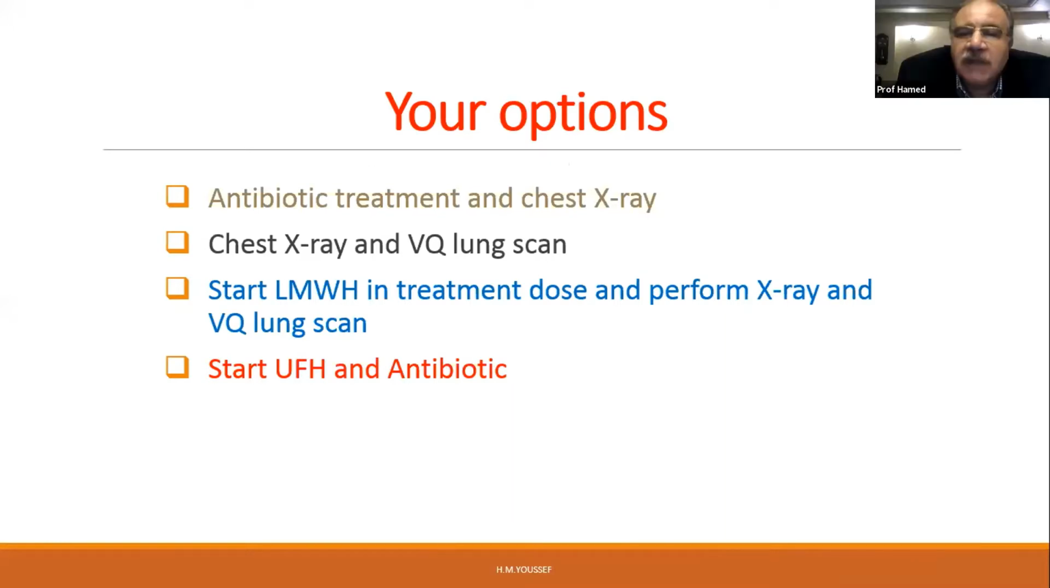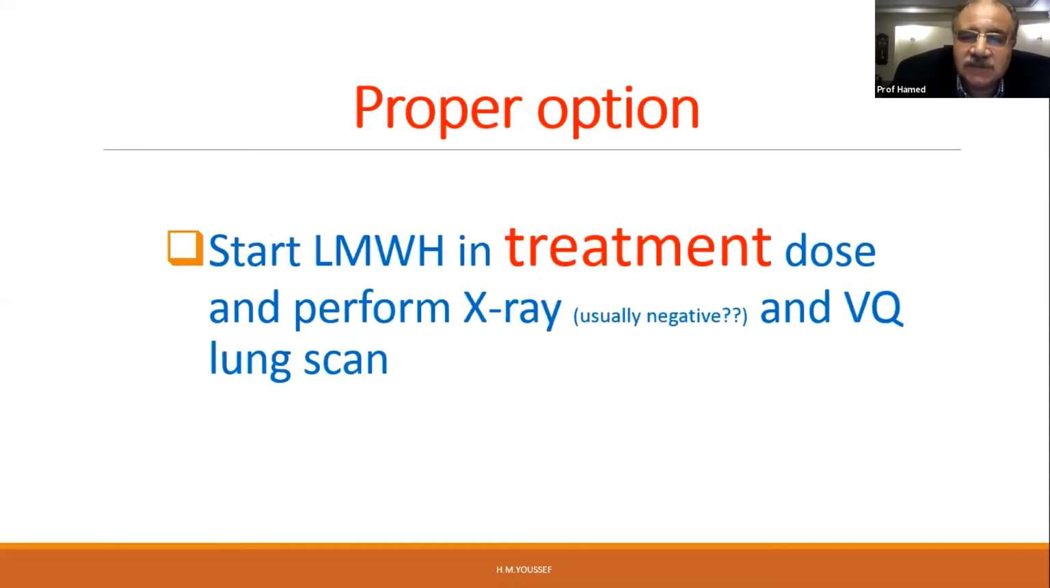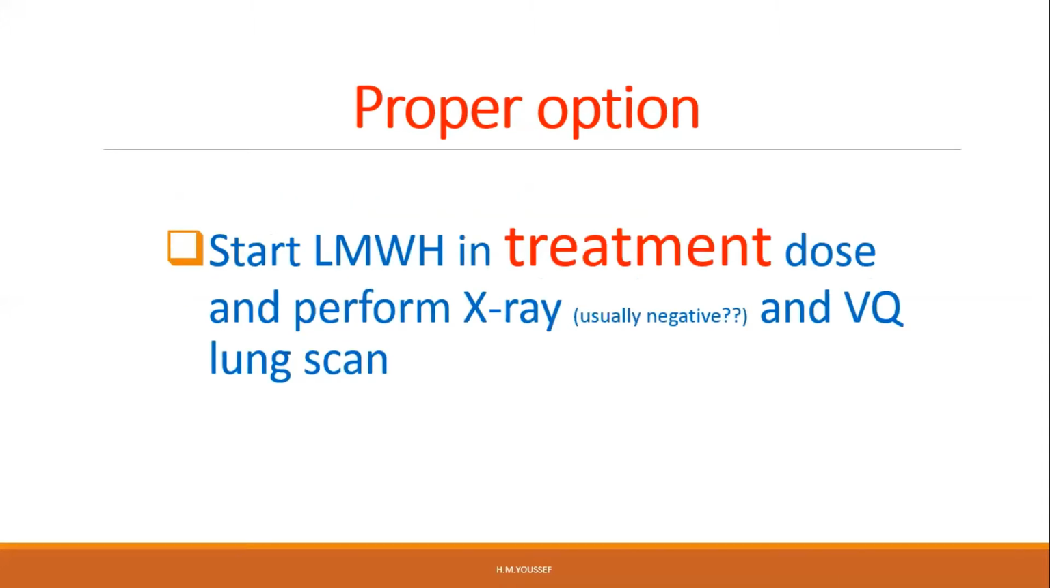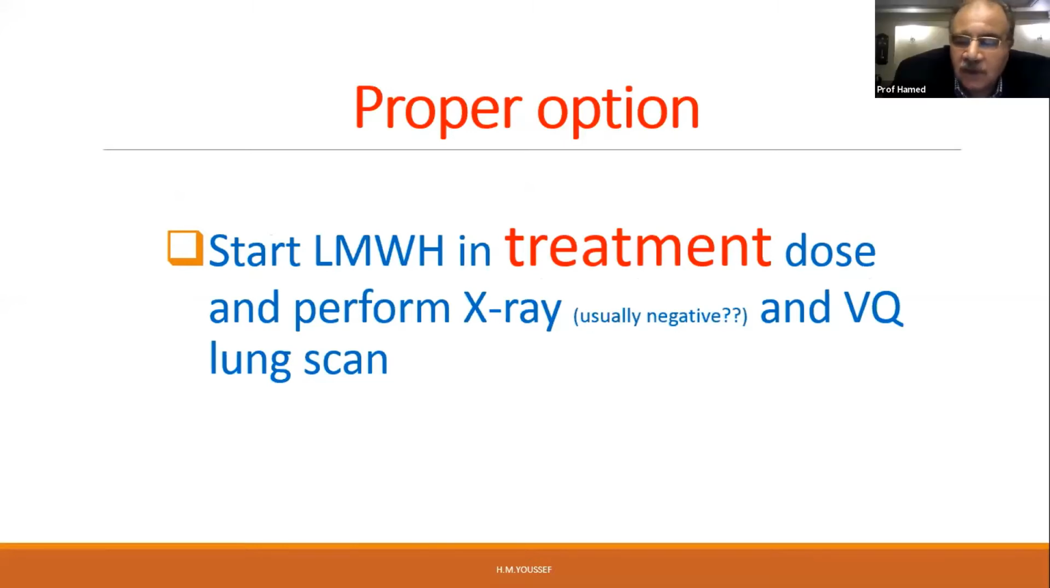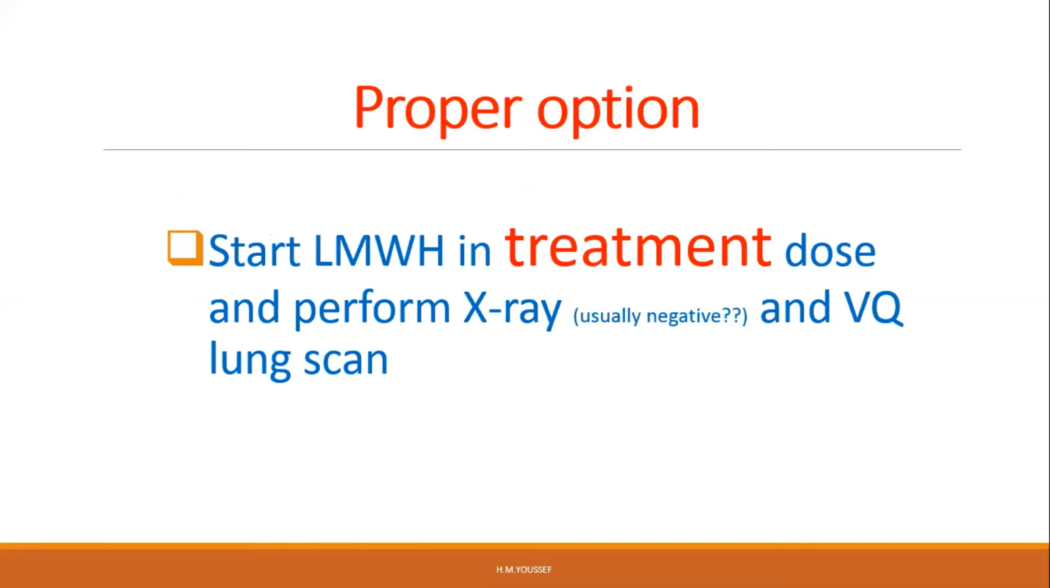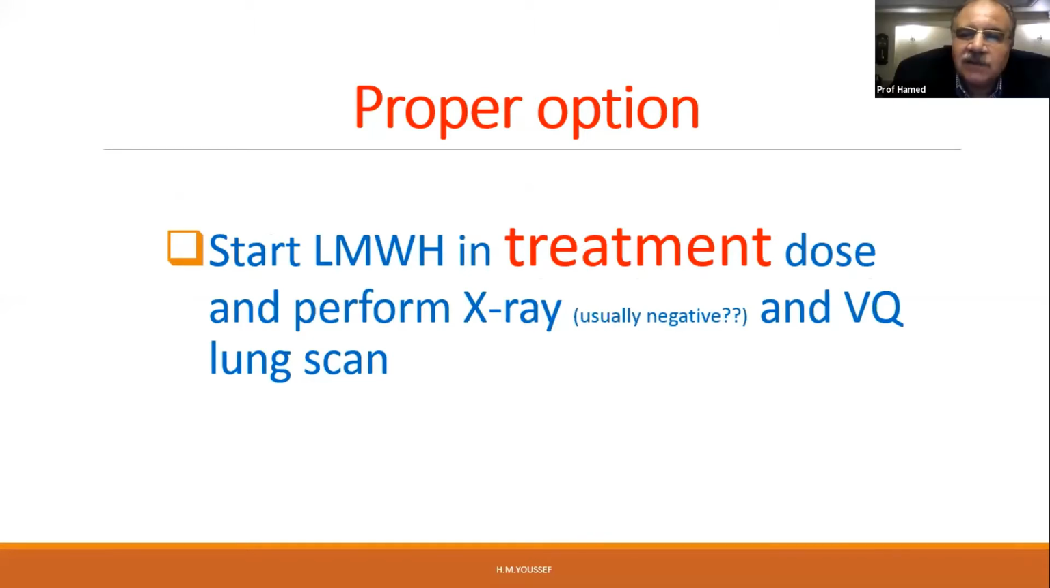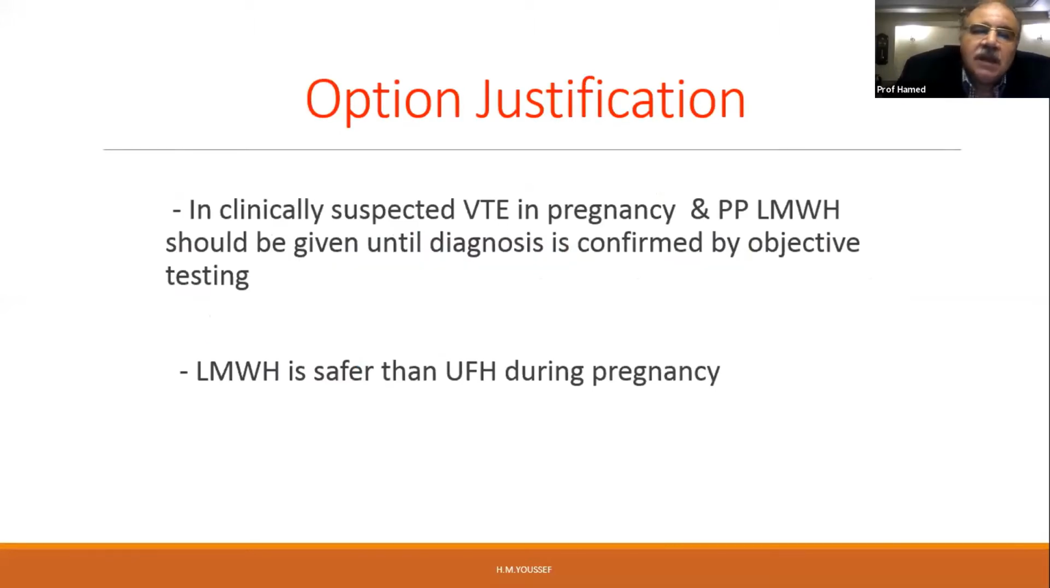Yes, you have to start low molecular weight heparin. You have to start the treatment. If you suspect, you have to start the treatment, and then later on ask for ventilation perfusion scan and chest X-ray, and ask for whatever you would like to ask about it. But you have to start the treatment. In clinically suspected VTE in pregnancy, pulmonary embolism, you have to start low molecular heparin if you suspect pulmonary embolism. Low molecular heparin is safer than unfractionated heparin during pregnancy.